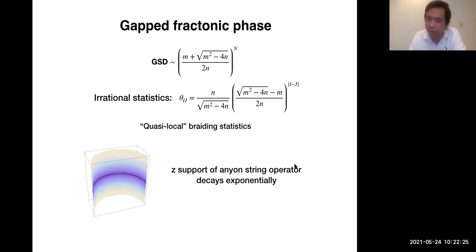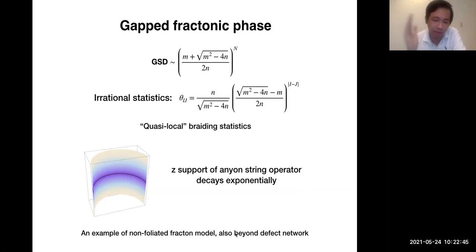Okay, so this resembles the physics of fractons in the sense that you have an infinite number of superselection sectors, and the particles are all moving in a plane, right? Because we start from 2+1 Chern-Simons theories. Okay. But it's an example of non-foliated fracton models, and also, well, we believe it's possibly beyond this defect network construction. This is all I'm going to say about the gapped case.